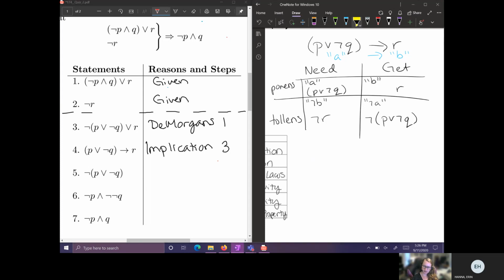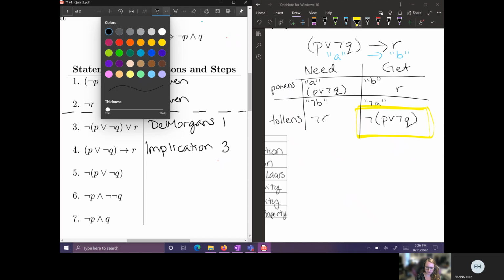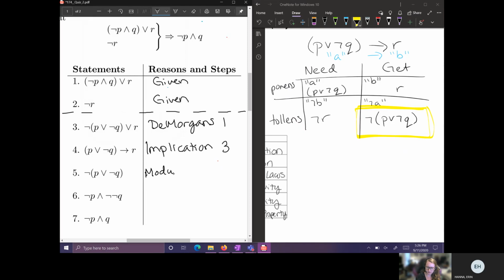Well, I notice that exactly the line I'm looking for is right here in the modus tollens "get" column, if you will. Well, that means I would have needed to have not R somewhere in my proof. I have it in step 2. So I have what I need, and what I get is exactly the line I'm trying to figure out how I got. So it does seem that this line follows from modus tollens on lines 4 and 2.